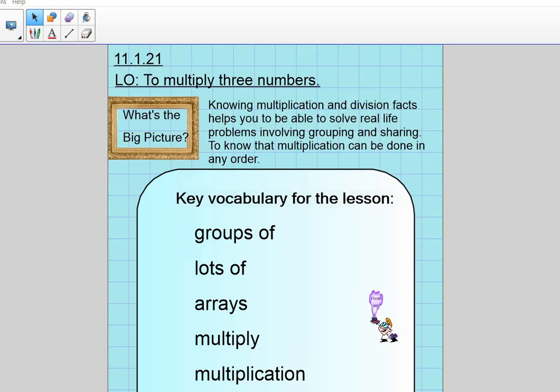What's the big picture? Knowing multiplication and division facts helps us to be able to solve real-life problems involving grouping and sharing. And you need to know that multiplication can be done in any order, just like addition. Our key vocabulary for the lesson are groups of, lots of, arrays, multiply and multiplication.